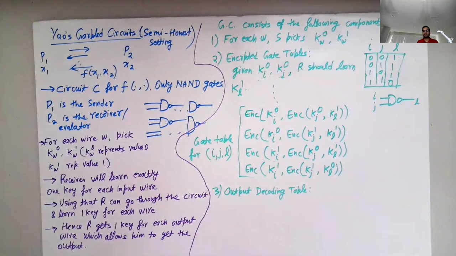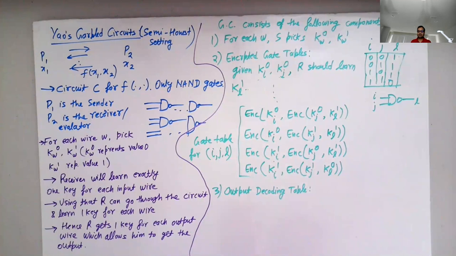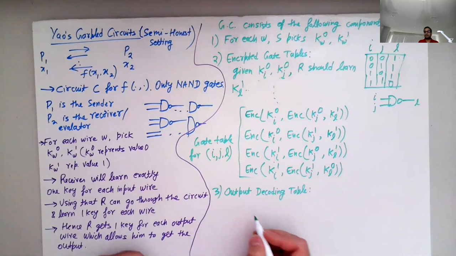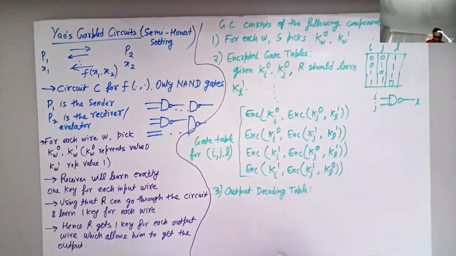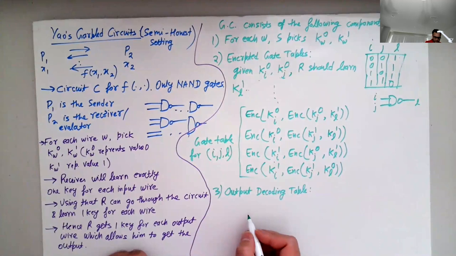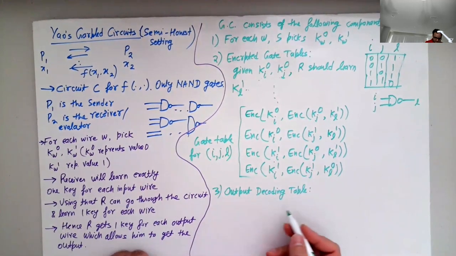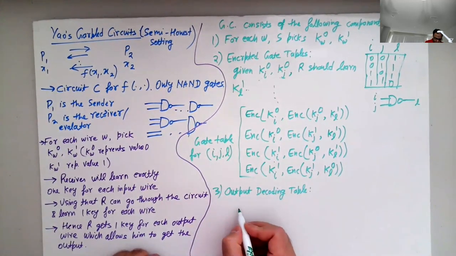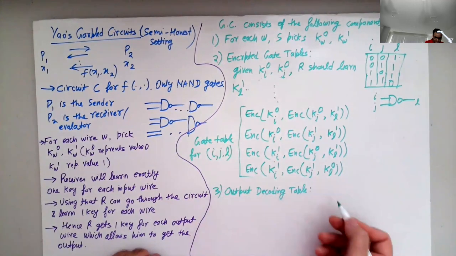So normally when you get some key, you don't know what it corresponds to. Does it correspond to zero? Does it correspond to one? I don't know, right? But I need to learn the output. So that's why the receiver is also given this output decoding table, which just does the following.